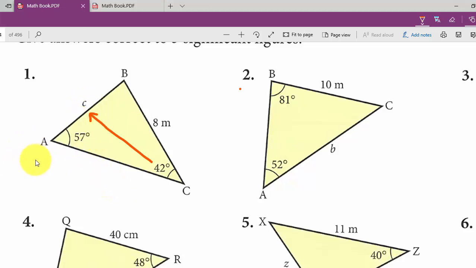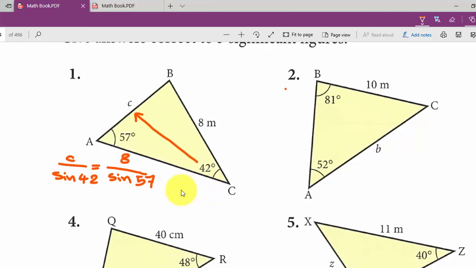What's missing is a side, so we start like C over sine of C is equal to A over sine of A. Let's straight away write the angles. C over sine of 42 is equal to, what's given is 8 over sine of 57. Now in this equation only one side is missing, so it's manageable. We can find the missing side.